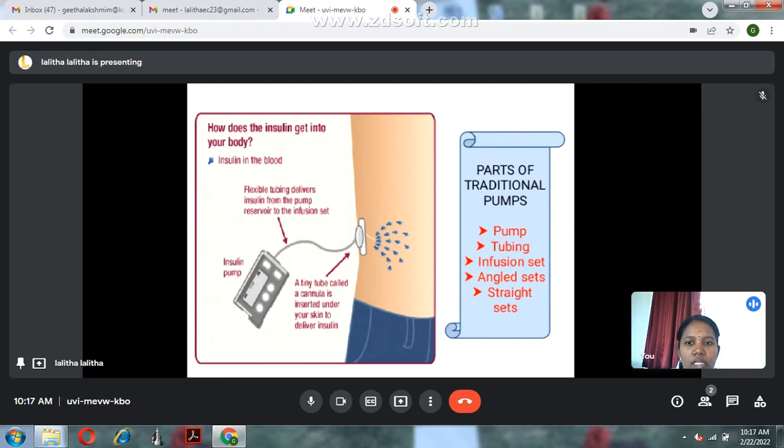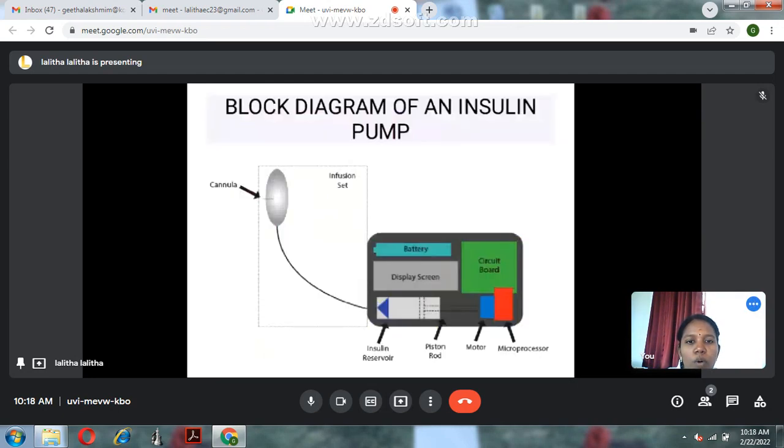So here first the insulin pump injects into our body. The flexible tubing delivers the insulin from the pump reservoir to the infusion set, and then the tube, called the cannula, is inserted under your skin to deliver the insulin. This is how we inject the insulin into our body.